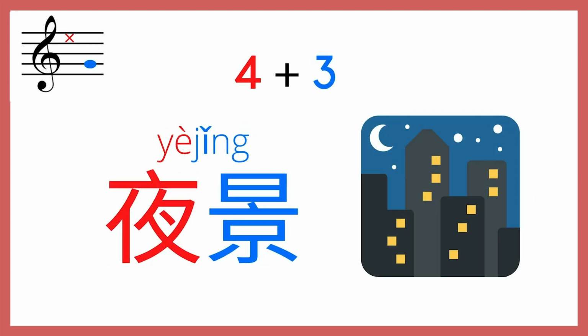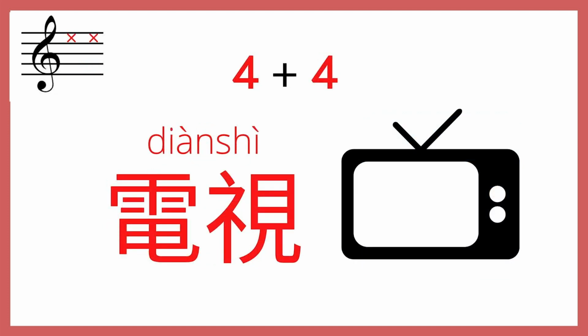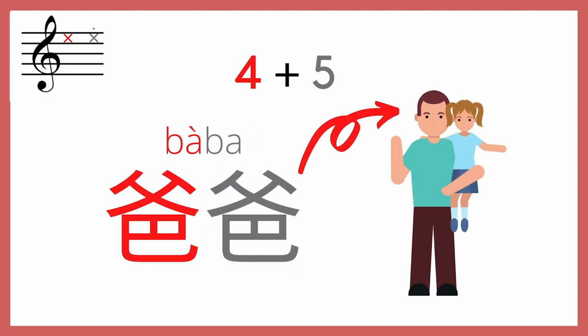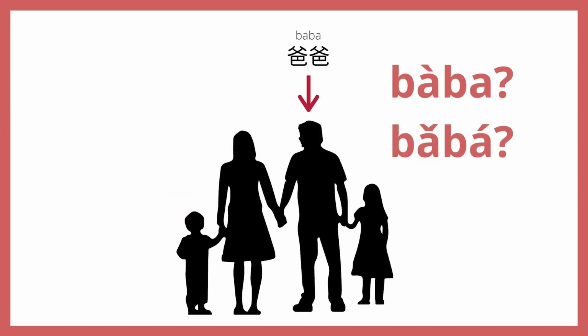For the 4-3 combo, we have 夜景, which means the night view or nighttime scenery. 4-4 sounds like ma ma. And for this combo, we have 电视, which means television. And last but not least, we have our 4-5 tone combination. And the sample word is one that we mentioned before, 爸爸, which is the formal way of saying dad, 我的爸爸, my dad. 你的爸爸, your dad. And if you want to say daddy in the cutesy Taiwanese way, that would be 爸爸.